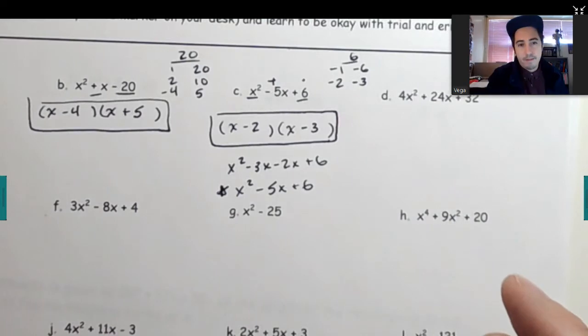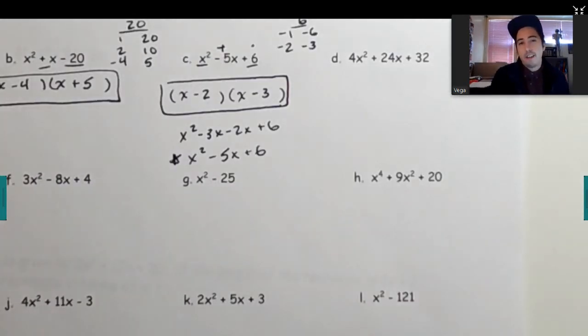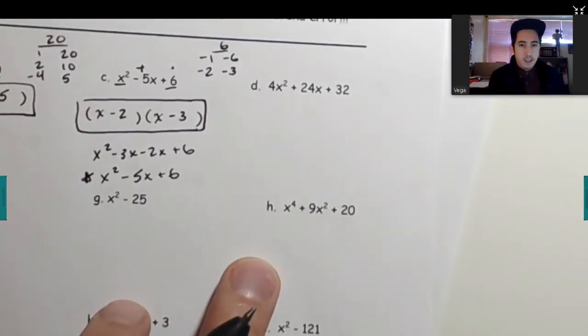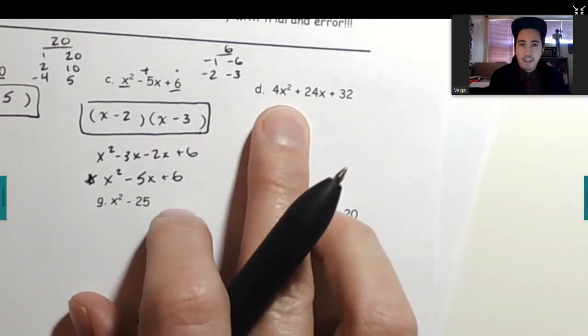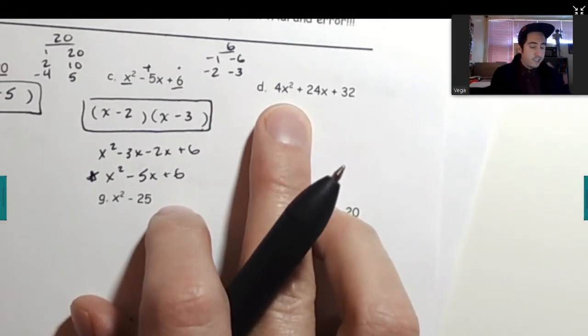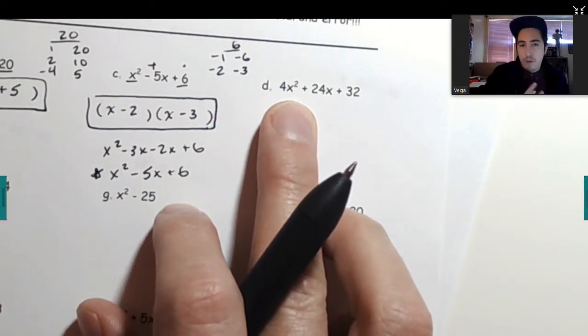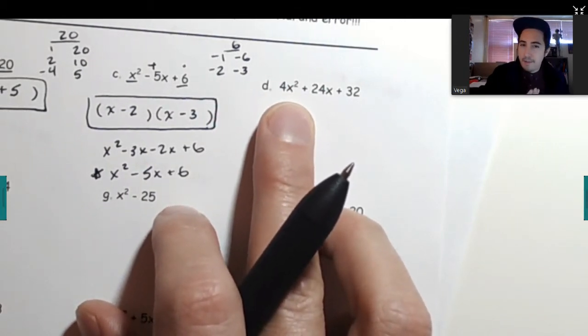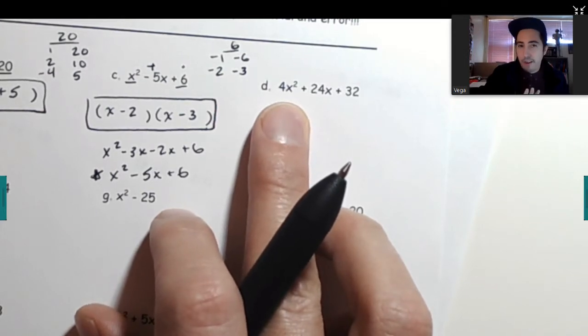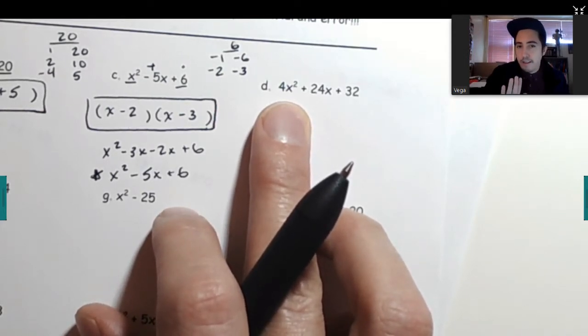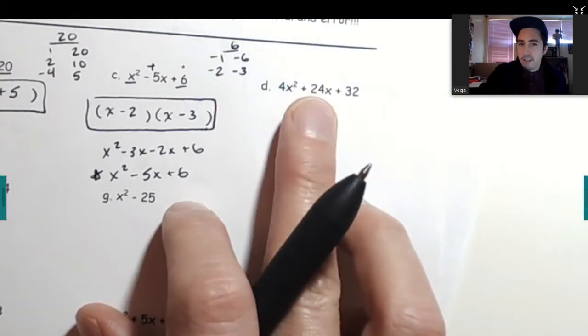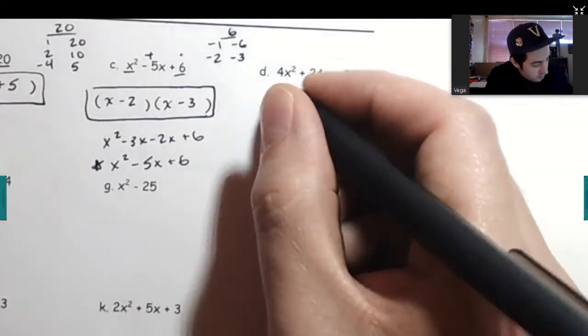D is a little different. D is combining some certain things. You might look at D and think, oh, wait a minute. D hopefully jumps off at you because there's a GCF here. Sometimes there's a GCF, so before we start factoring into two binomials, we'll factor out the GCF. It might not jump off the page at you, but here it's 4. 4 times 1 is 4. 4 times 6 is 24. 4 times 8 is 32. So 4 is the GCF here. So let me factor the 4 out first.